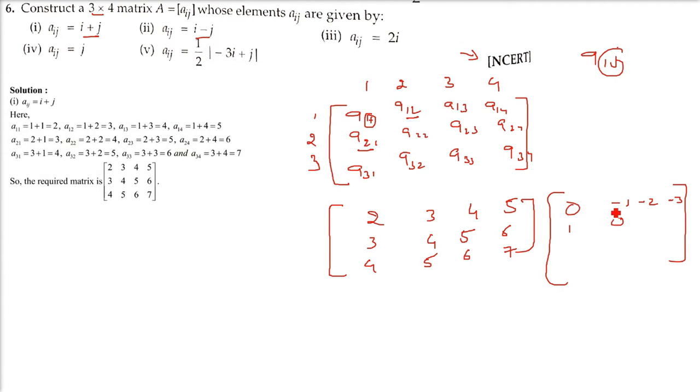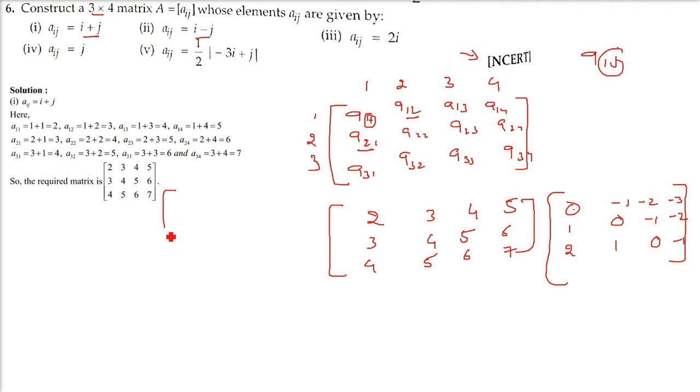Now it will repeat. That is, whatever is coming after 0 in the first row, it is going to repeat. 0, negative 1, negative 2. Similarly, 3 minus 1 is 2, 3 minus 2 is 1, 3 minus 3 is 0, and 3 minus 4 is negative 1. Okay.